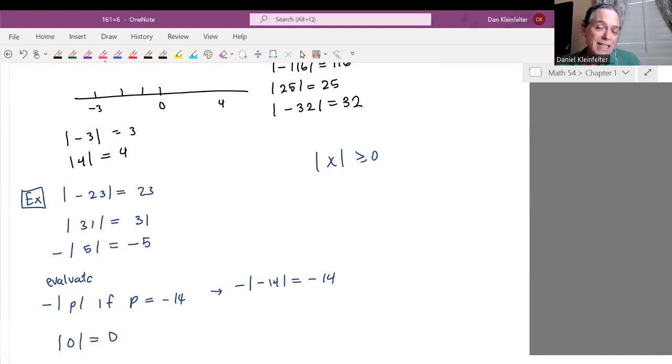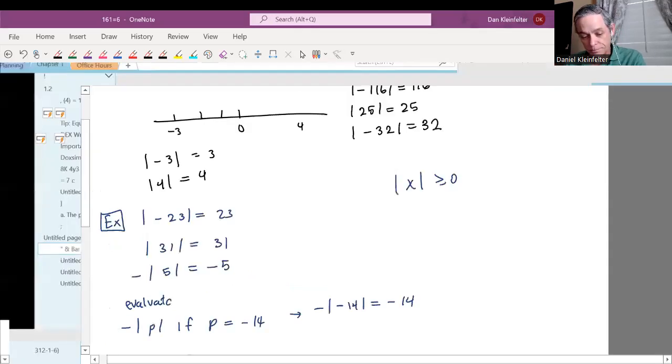If someone is standing 6 feet in front of you, they're 6 feet away. If someone is standing 6 feet behind you, they're still 6 feet away. You would never say that they're negative 6 feet in front of you if they're behind you, right? Nobody does that. Absolute value is always greater than or equal to 0.